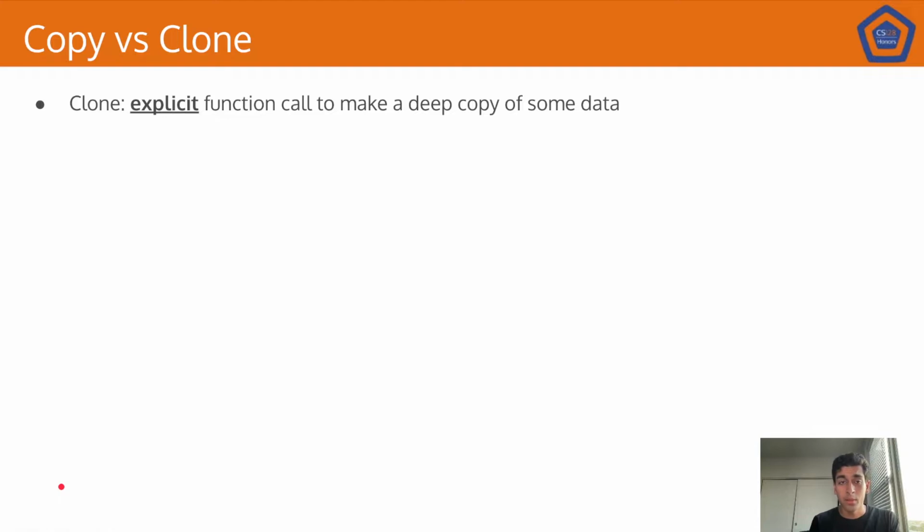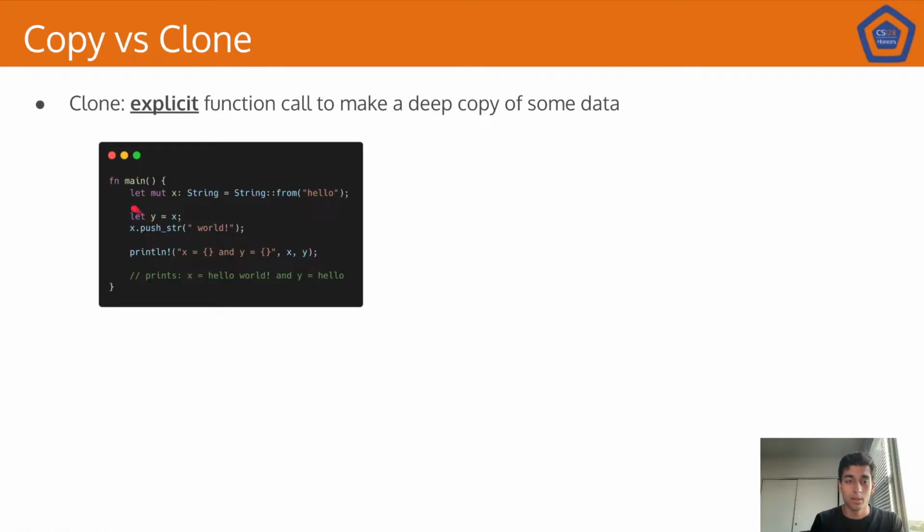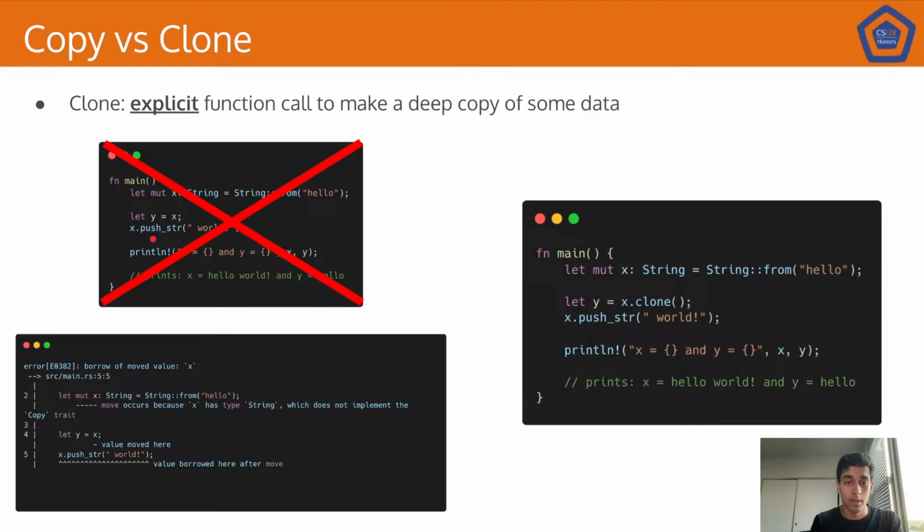So once again, clone is an explicit function call to make a deep copy of some data. Let's say we have this string "hello", and then we move ownership. So y now owns this data, and once again, we cannot say x.push_str("world") because x no longer owns this data. So this no longer compiles.